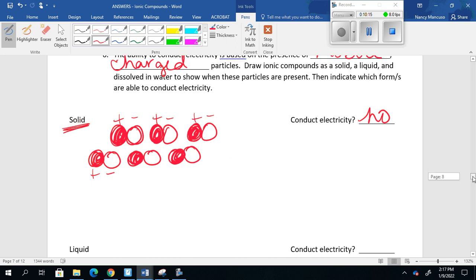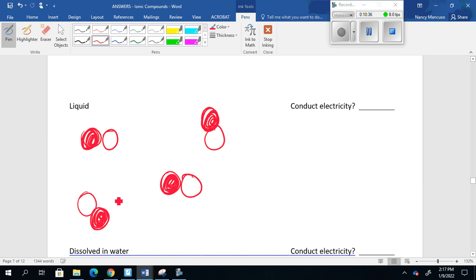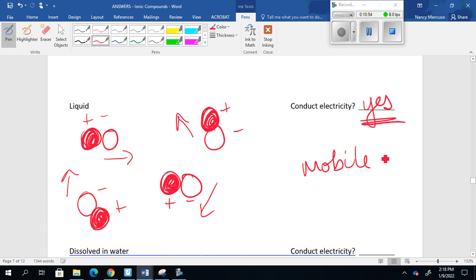If I melted it, so if I was able to melt a salt, first of all, it would have to get crazy hot. But now I would start breaking the attractions. So now my salt molecules have moved apart from each other. I can sort of draw them all over the place here. And now, because they are freely moving, I'm just going to show little arrows of motion, and this is a plus, and this is a minus, and a plus and a minus all over. Now, these can conduct electricity because they are mobile. I know they're charged. They were charged before, but they weren't mobile before.